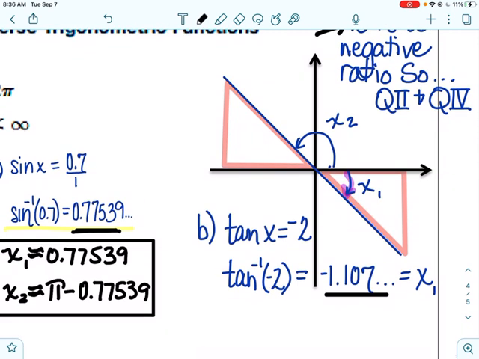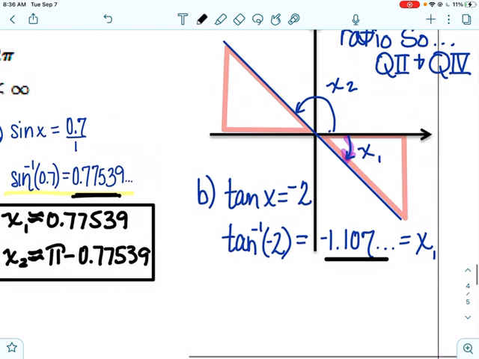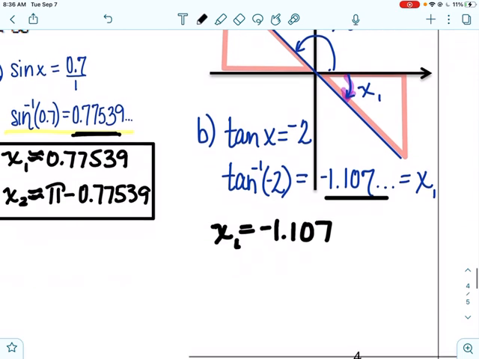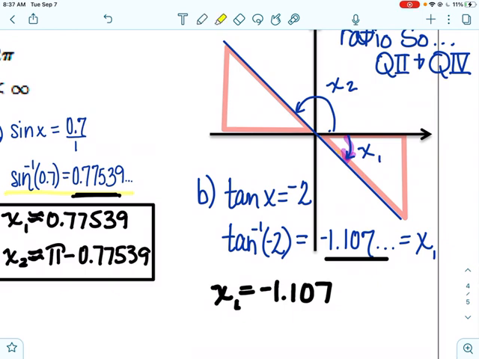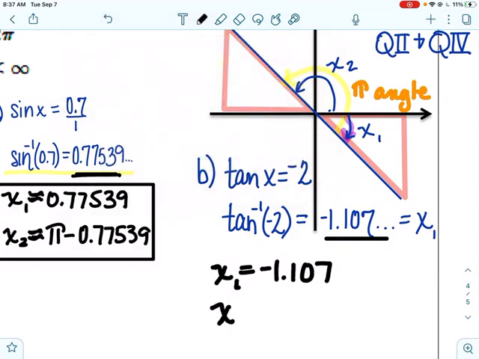Now I have to figure out what the other one is. Think, they're pi away, right? So I can take the first angle: here's x sub 1. x sub 1 is equal to -1.107. That's the first angle. And then you have to think about how far away you are. If I go this way, that's pi units. That angle is pi. So I'm going to take my original angle for x sub 2, and that's going to equal -1.107 plus pi, and that's going to give me x sub 2.